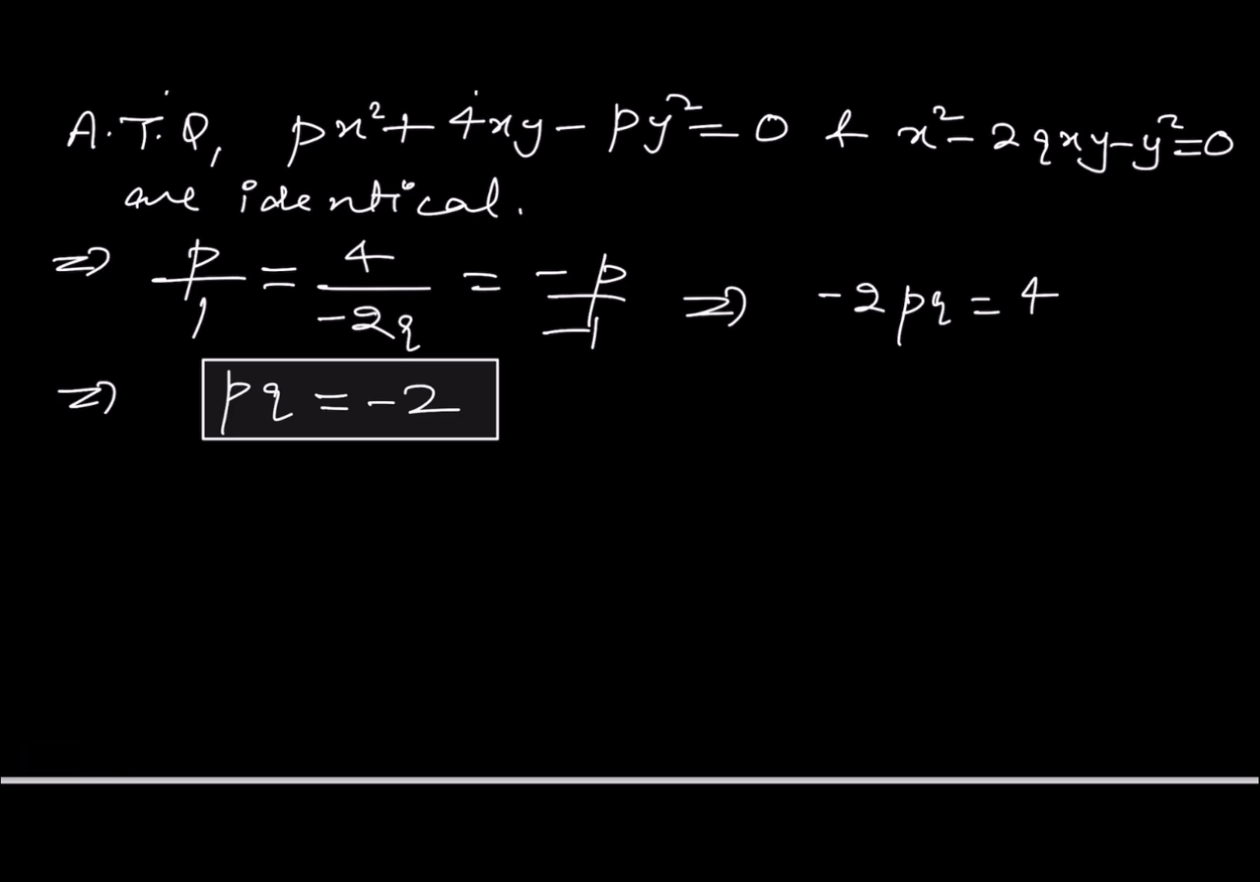Okay, now let's go to next topic, that is homogenization. So what do you mean by homogenization here? Homogenization means we are going to make degree of each term same, and because we are studying right now pair of straight lines, which is equation of 2 degree, so we need to make every term of degree 2.